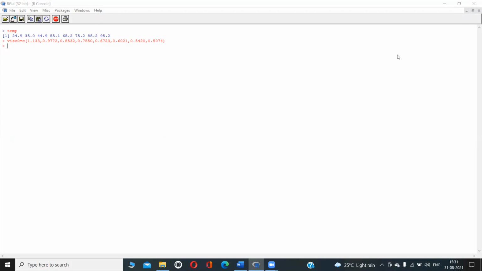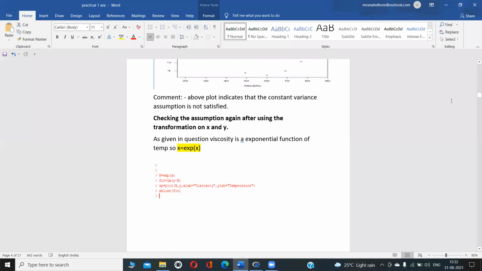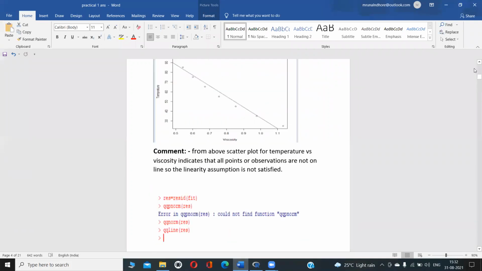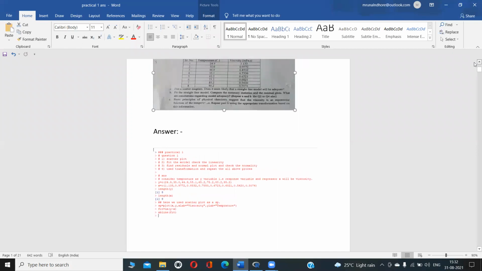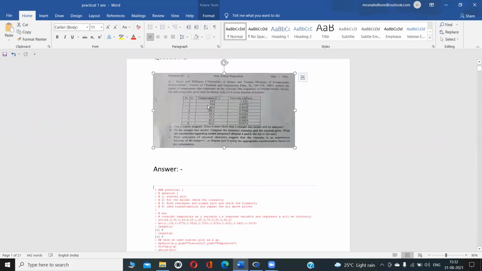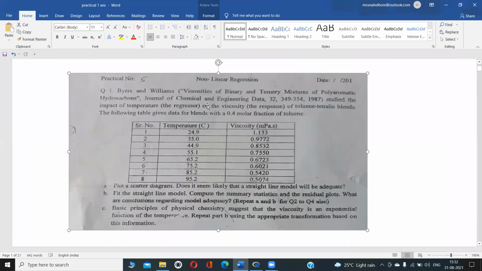To check those assumptions through R, look at the question. The question says to plot the scatter diagram and asks whether a straight line model seems adequate. Here we are given temperature and viscosity. Obviously the temperature depends on the viscosity, and this is a model with only one regressor, and we want to check whether this model is adequate or not.